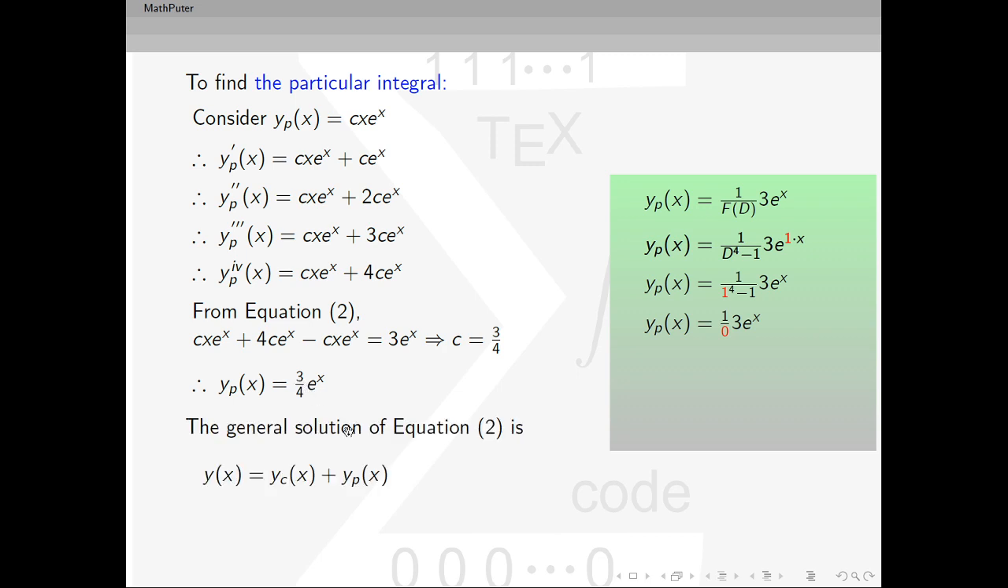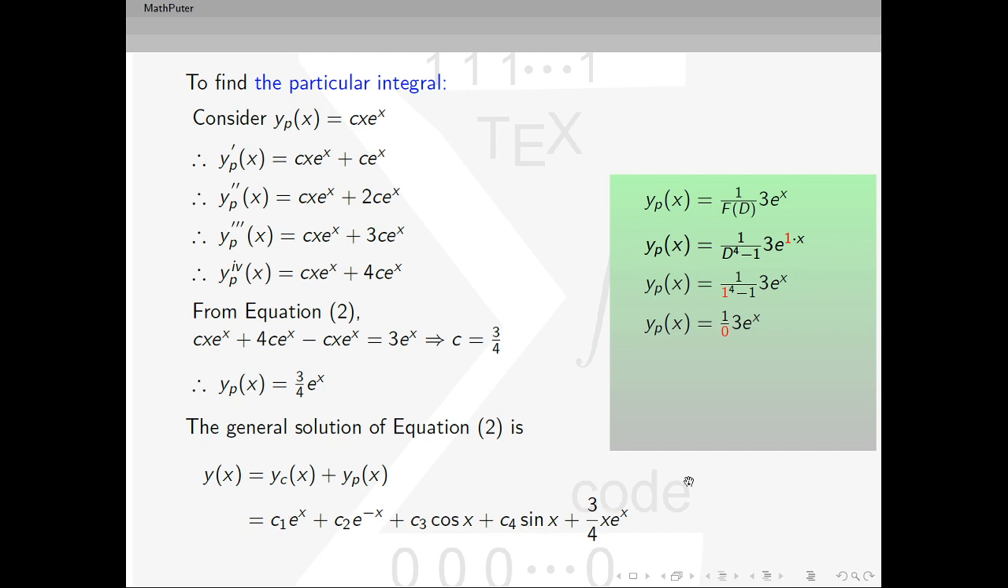So the general solution is this: y(x) is equal to yc(x) plus yp(x), c1 e raised to x plus c2 e raised to minus x plus c3 cos x plus c4 sin x plus 3 upon 4 x e raised to x. Now observe these 5 functions: e raised to x, e raised to minus x, cos x, sin x and x e raised to x. All the functions are different, right? If I consider this without x, then 3 upon 4 e raised to x becomes part of this, right? That's why we multiplied by x.